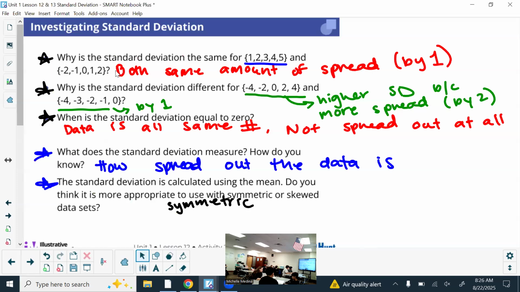We also covered these questions yesterday, which were on your paper. Again, it doesn't matter what the numbers are. Standard deviation just tells us how spread out it is. So if they're spread out by the same amount, they will have the same standard deviation. That could save you time on the test. If each is spread out by 1, then the standard deviations will match. If this one's more spread out than that one, it should have a higher standard deviation, and so on.